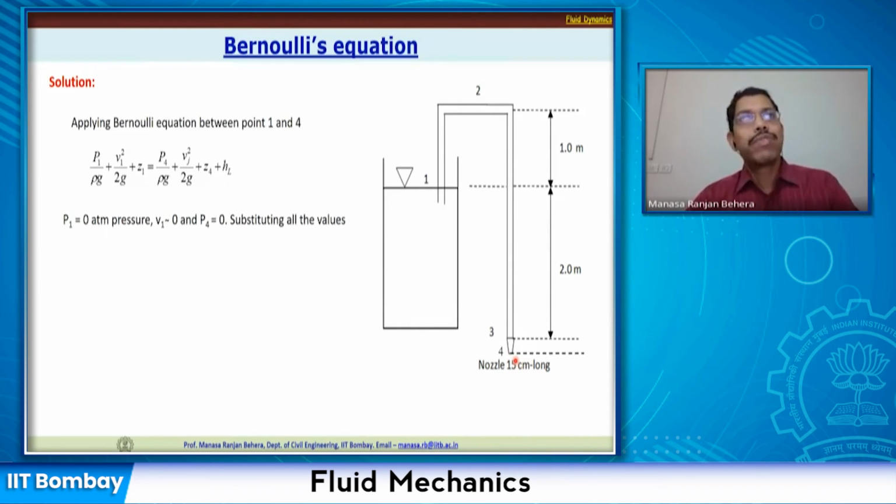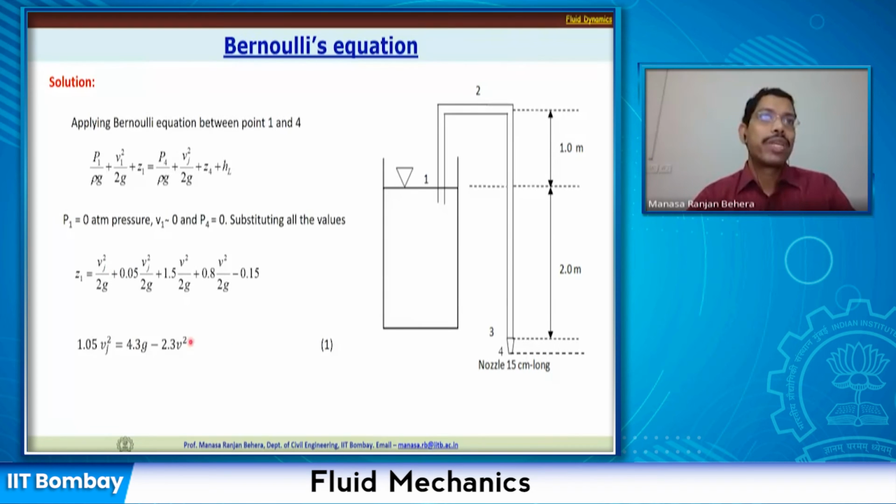So substituting all these values, we can write down Z1 is equal to Vj square by 2g plus all the head losses, and the datum Z4 is nothing but minus 0.15. So from here it is negative. Now here, if you look at, there are two unknowns, V and Vj, and finally you could write down the expression for Vj in terms of V, and g is there, you can always substitute the value.